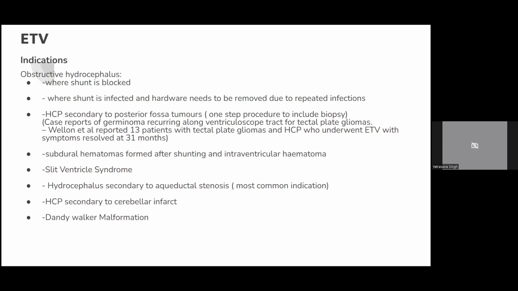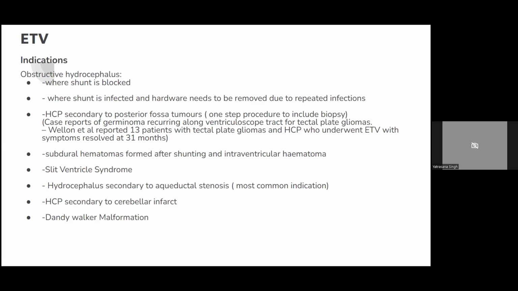Indications for an endoscopic third ventriculostomy include obstructive hydrocephalus, where a shunt is blocked or infected and the hardware needs to be removed due to repeated infections. Another is hydrocephalus secondary to posterior fossa tumors, and in this case, you could actually do a one-step procedure to include biopsy of the tumor as well.